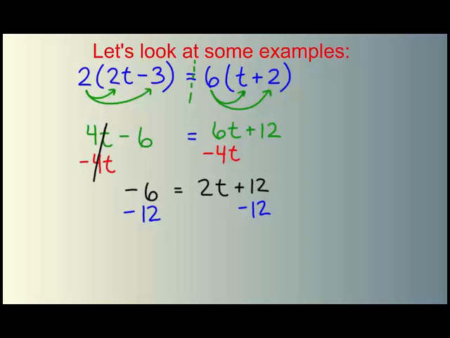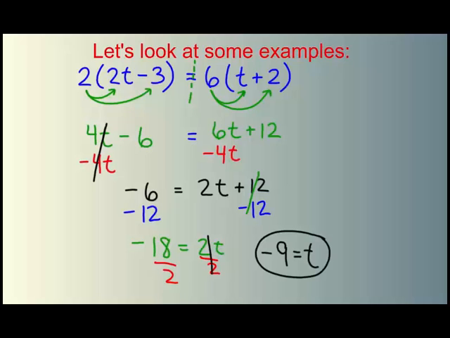Now it's just like a two-step equation. I'm going to subtract my 12 over to the right side. I get negative 18 is equal to 2t. Divide by 2 to get that t by itself. And I get that negative 9 is equal to t.